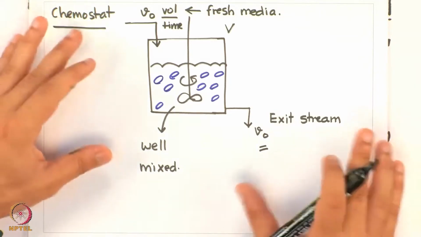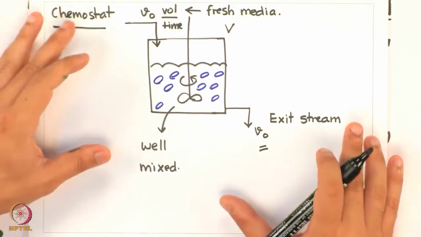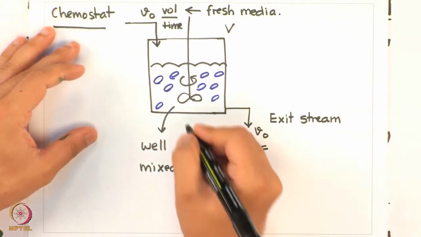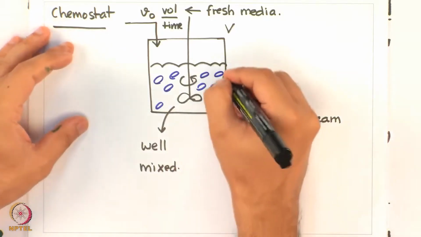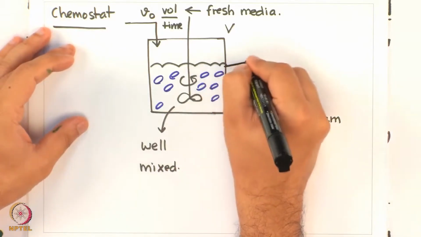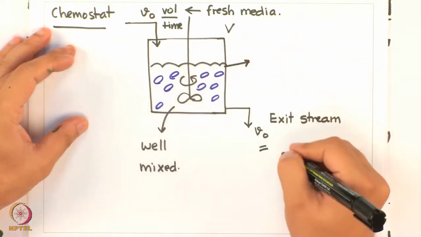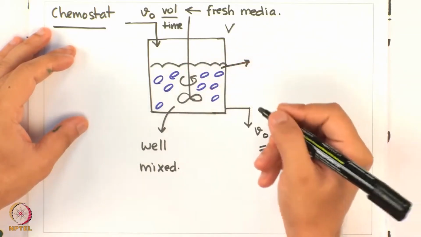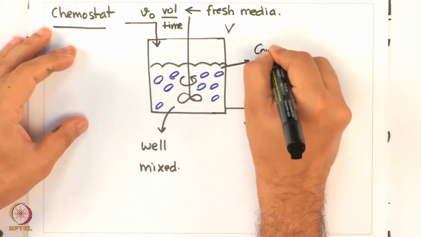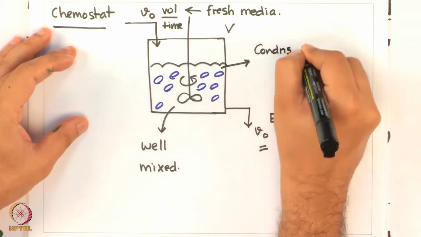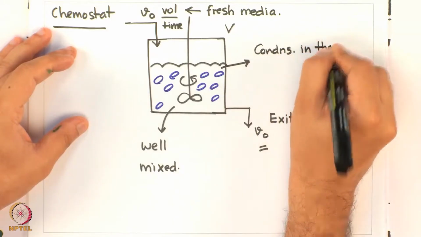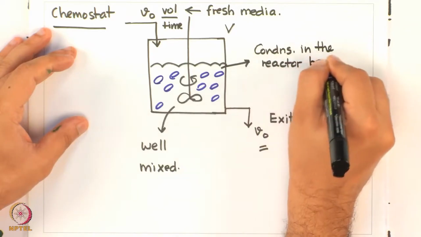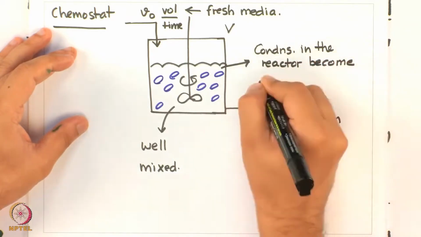What if you do this for a long enough time? What these conditions ensure is that the conditions inside this reactor, when you do this experiment for a long time, analysis of a reactor such as this shows that the conditions in the reactor become constant.